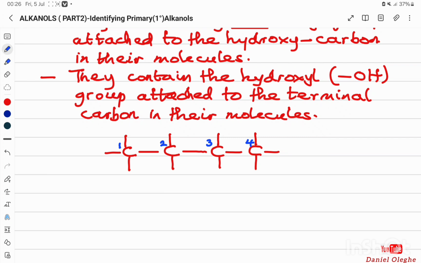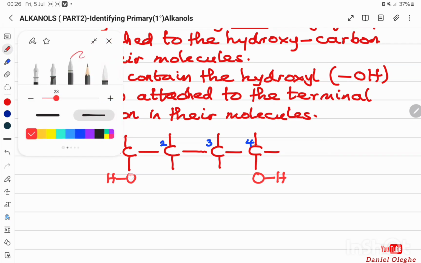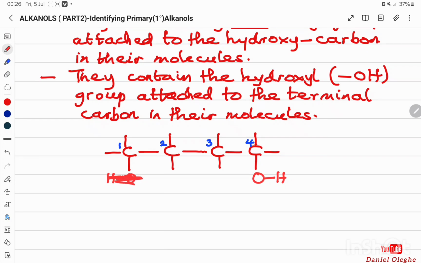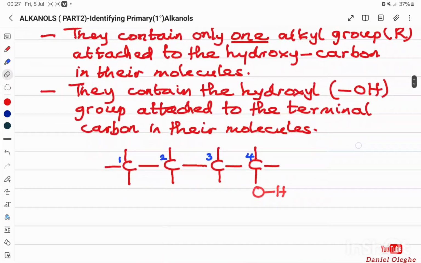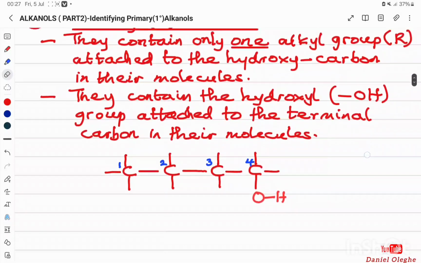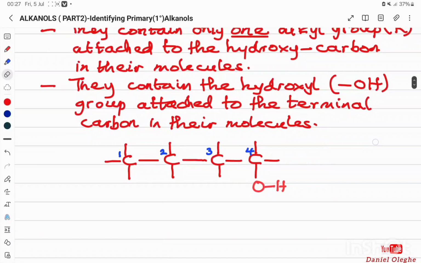So when you have a hydroxy group on this carbon atom or on this carbon atom, then you have what we call a primary alkanol. So let me just leave only one of the hydroxy groups. So this structure is describing a primary alkanol that has the hydroxy group attached to the terminal carbon, that is the carbon atom at the end of the chain or at the start of the chain.